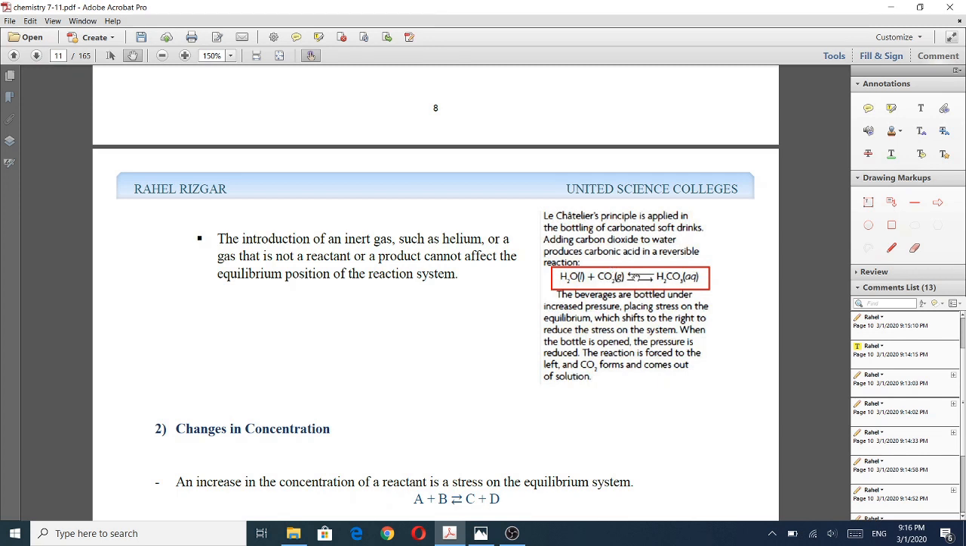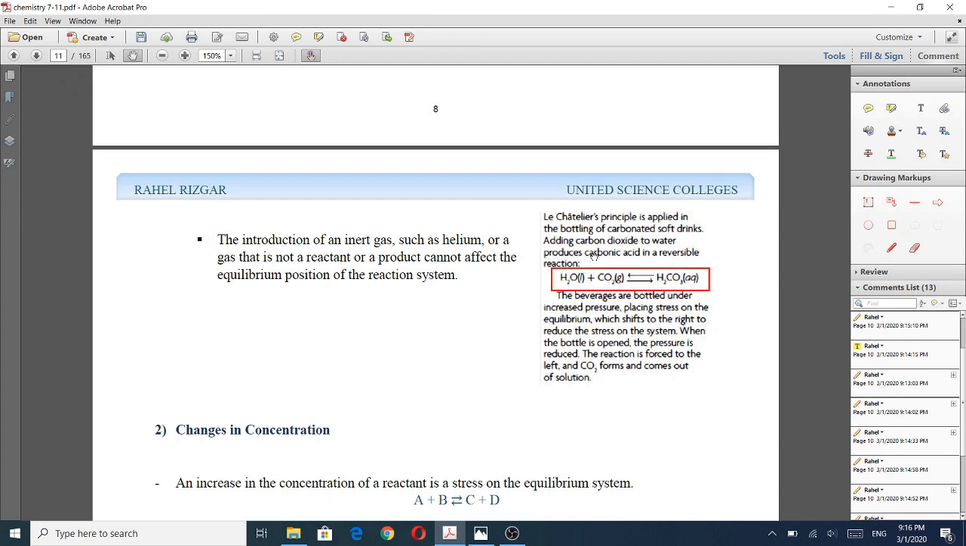So for this particular reaction, we only have one gas. So we can say that the reactant side contains only 1 mole of gas. Only 1 mole of gas.